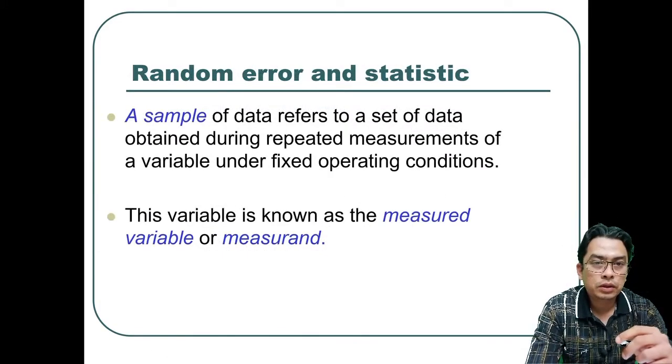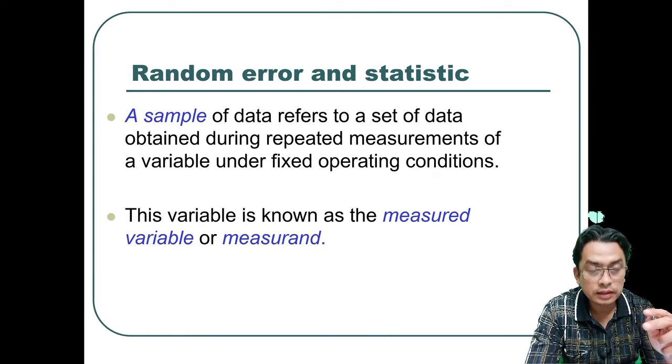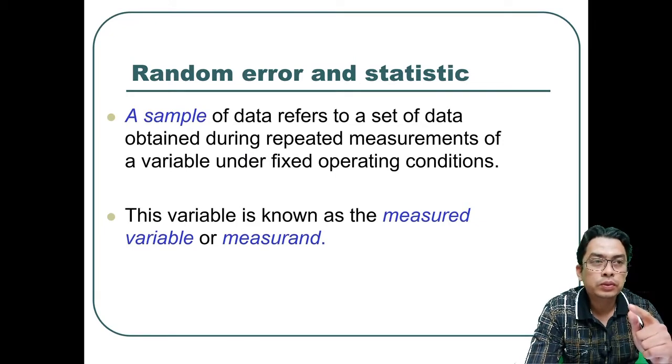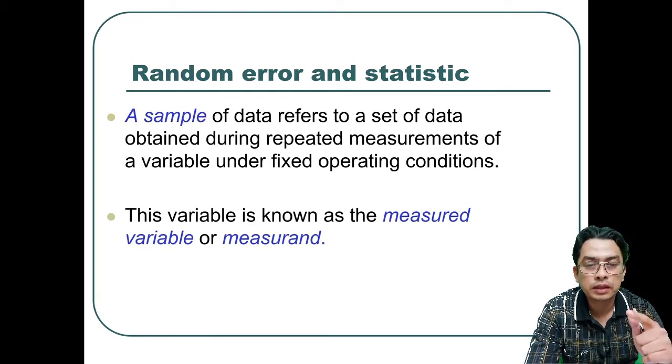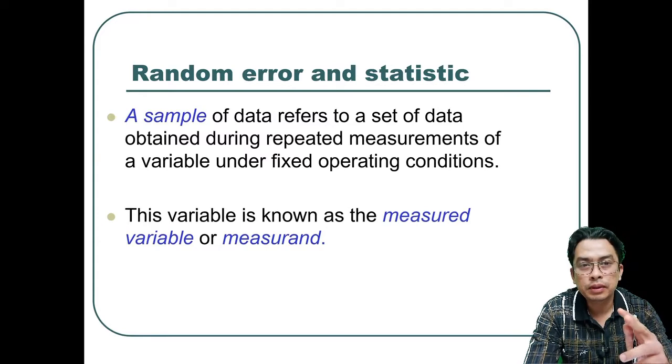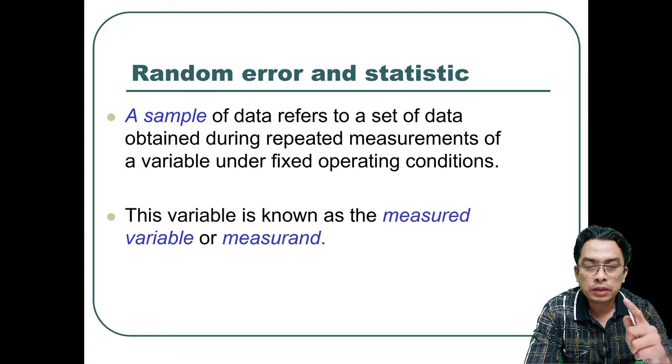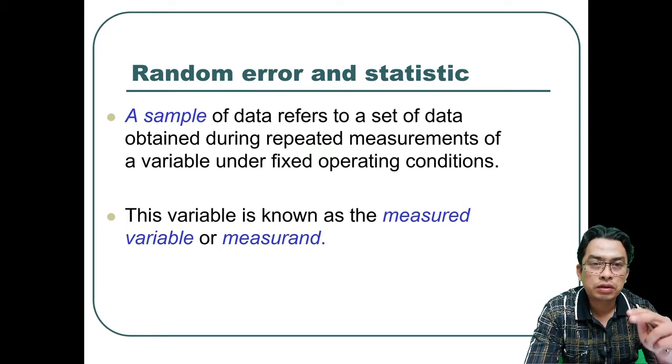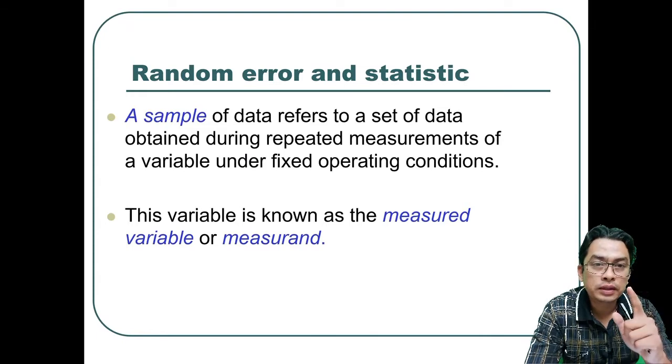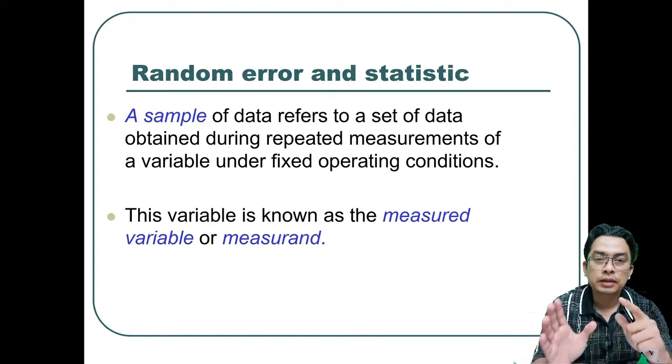In the existence of random error in our measurement, it is important for us to analyze the data in terms of statistical analysis. But before we go to the statistical analysis, we have to understand a few things. We have to understand the difference between sample and data. When I talk about sample, it refers to a set of data in a repeated measurement. The data itself is one reading or one measurement.